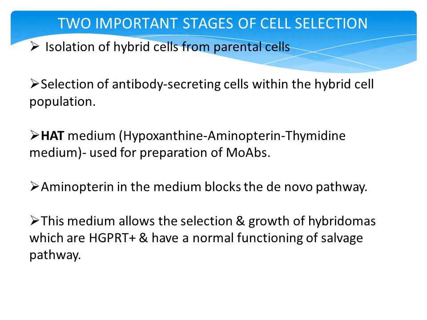Two important stages of cell selection. First one is the isolation of hybrid cells from parental cells. And number two is the selection of antibody secreting cells within the hybrid cell population. HAT medium, hypoxanthine, aminopterin, thymidine medium, is used for the preparation of monoclonal antibodies. Aminopterin in the medium blocks the de novo pathway, and this medium allows the selection and growth of hybridomas which are HGPRT positive and have a normal functioning of salvage pathway.